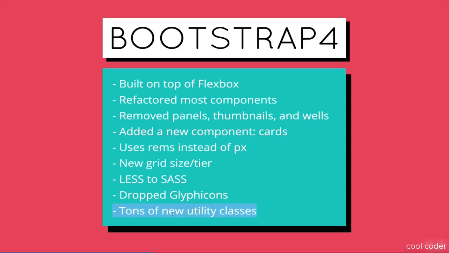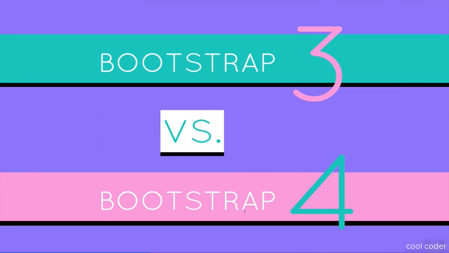So the biggest changes, really, Flexbox is enabled, which we'll spend a lot of time on. Whether you know Flexbox or not, we'll be able to teach it as we go. Components that have been removed, panels, thumbnails, and wells. New component, cards. There's a new grid size, a new tier for different breakpoints, and then lots of new utility classes. Okay, so those are the main differences from Bootstrap 3 to Bootstrap 4.